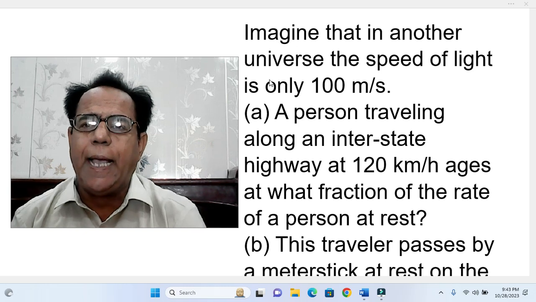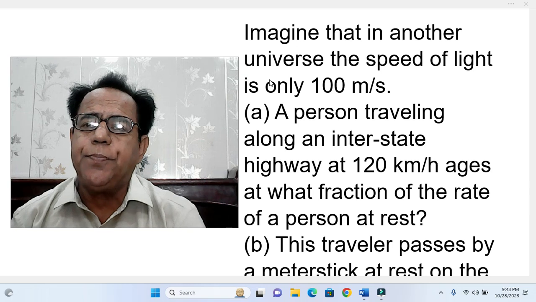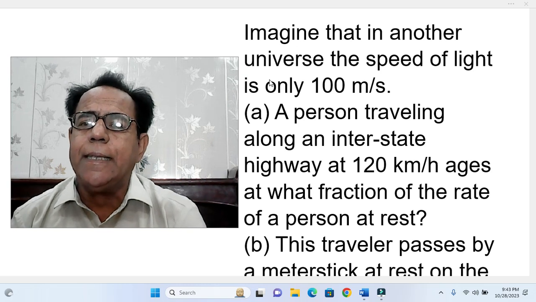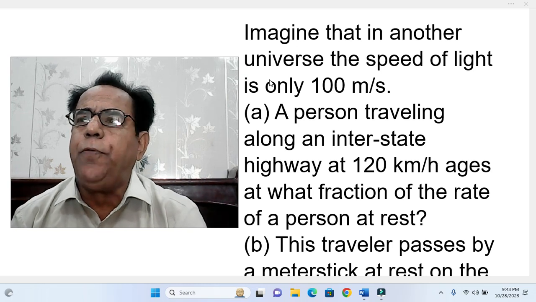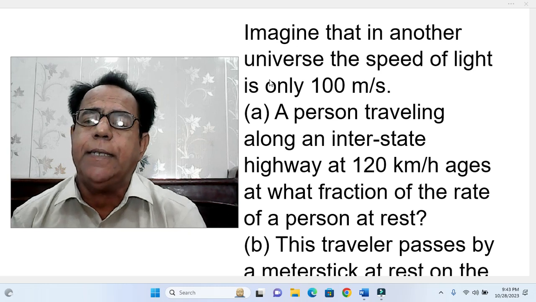Andrew Rex. As usual, we first come to its statement. Imagine that in another universe the speed of light is only 100 meters per second.